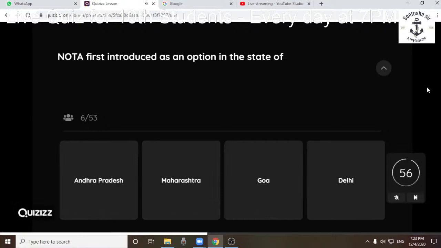Nota first introduced as an option in the state of. In which state nota introduced for the first time? In which state nota was introduced for the first time? You have 25 seconds more. The option nota was introduced for the first time in which state? The last 5 seconds.